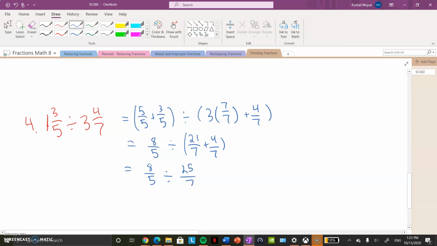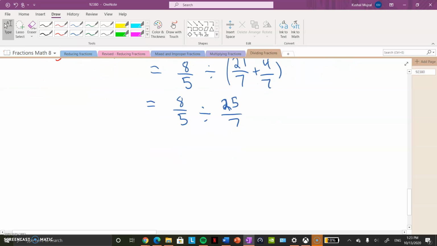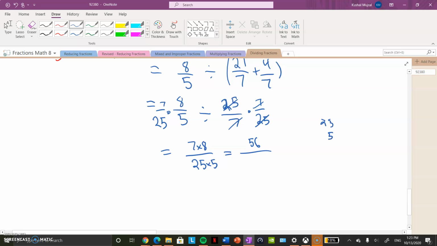Which is 8 over 5 divided by 25 over 7. Now you can multiply by the reciprocal. This cancels, times 7 over 25. This becomes 7 times 8 over 25 times 5, which is 56 over 25 multiplied by 5, which is 125. 56 over 125. That's your answer.